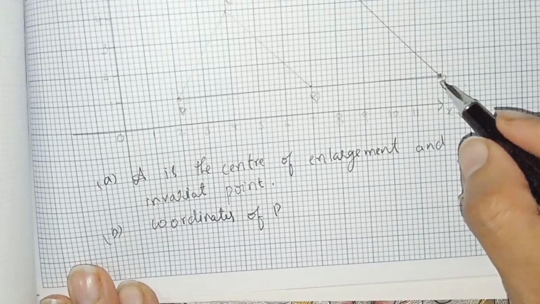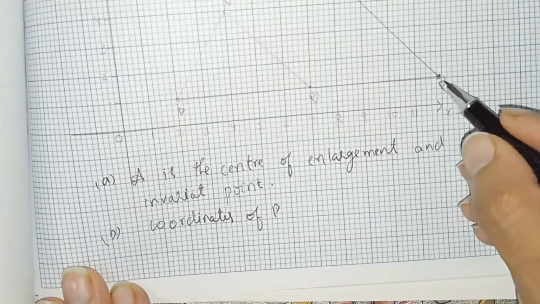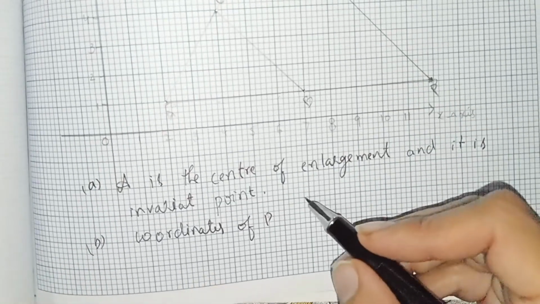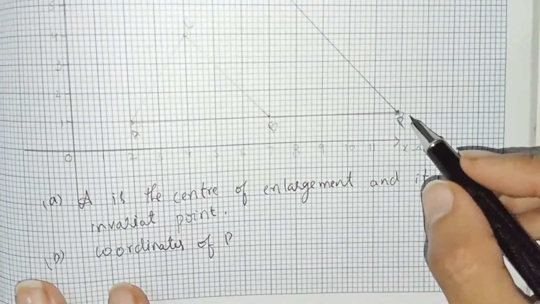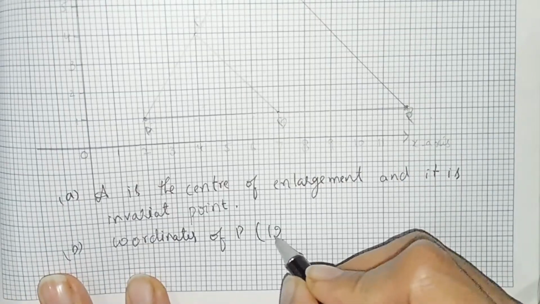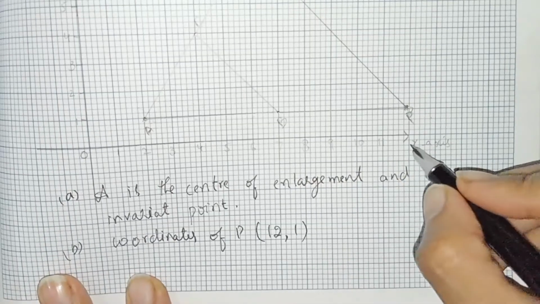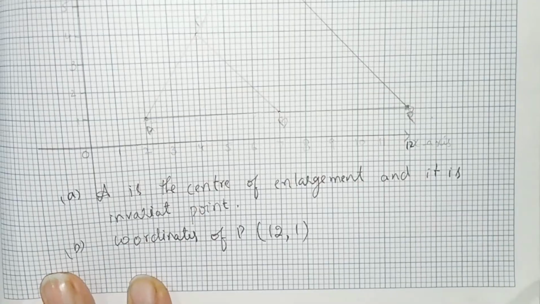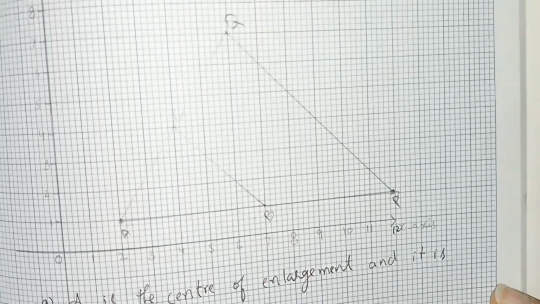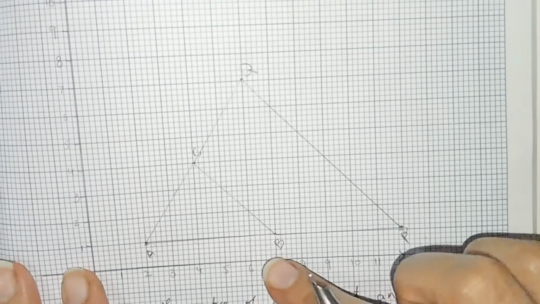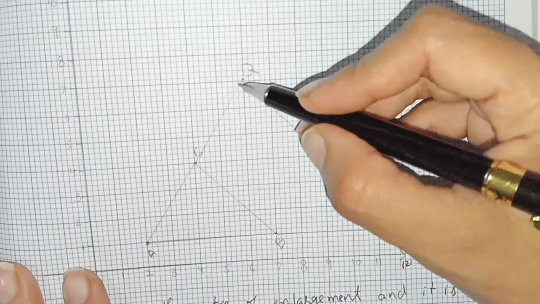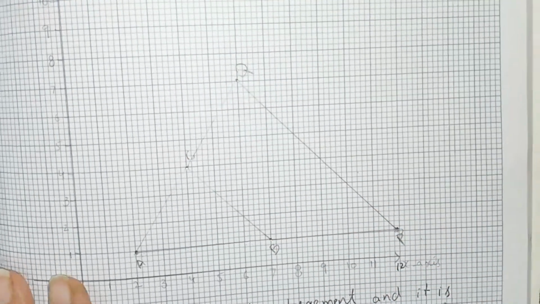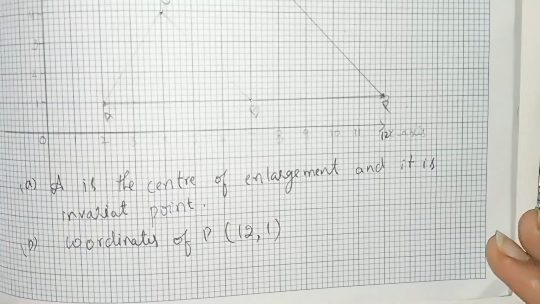The coordinate of P, this is the point P, is 12 along the x-axis and on the y-axis this is 1. This is 12 and 1. Now we have to write the coordinate of Q. This is along the x-axis 6 and along the y-axis this is 7. Now we write 6 and 7.